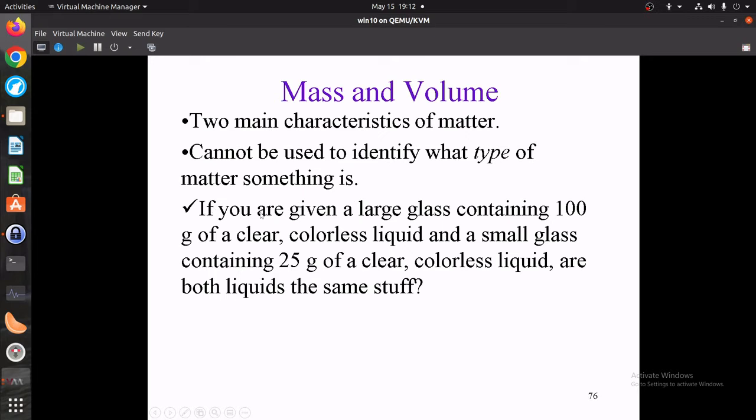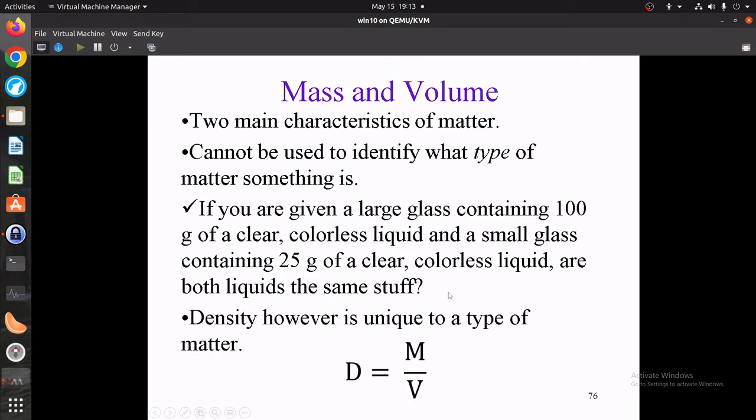So an example of this is if you are given a large glass containing 100 grams of clear colorless liquid and a small glass containing 25 grams of clear colorless liquid, can you determine if they're both the same stuff? You really can't, right? You don't know. You're not given enough information here to determine the identity or even whether they're the exact same liquid.